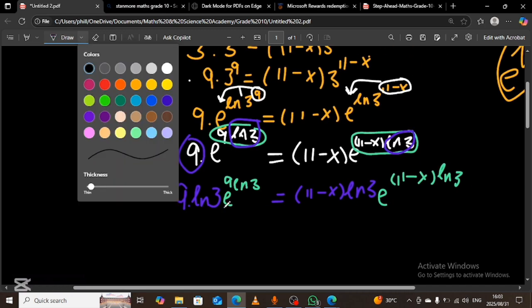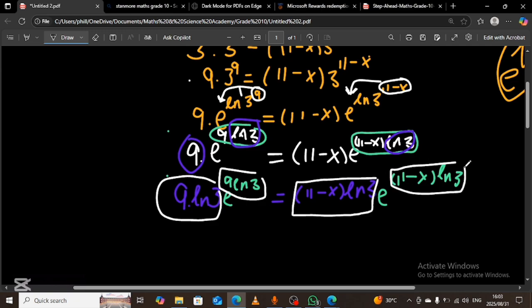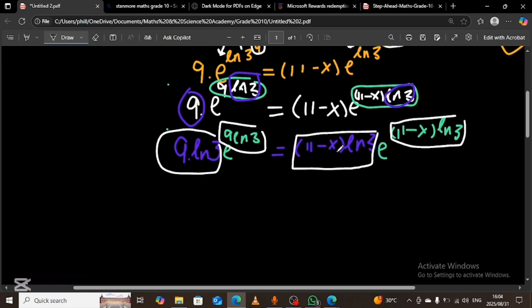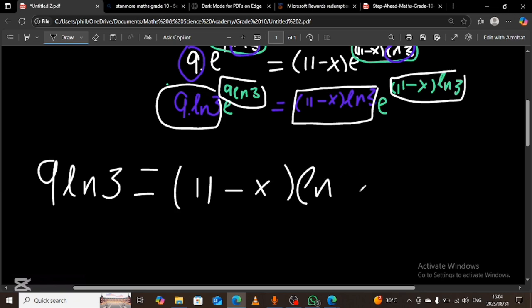So now we can see that the base before e is actually the same as the exponent. And also on the right hand side, we have 11 minus x ln 3. So what happens next? Now we are going to equate. You have to choose either you equate the exponents or you equate the bases before e. So I'll choose the exponents. Both methods work. Remember, they are both equal. So I'm equating the exponents: 9 ln 3 equals 11 minus x ln 3.